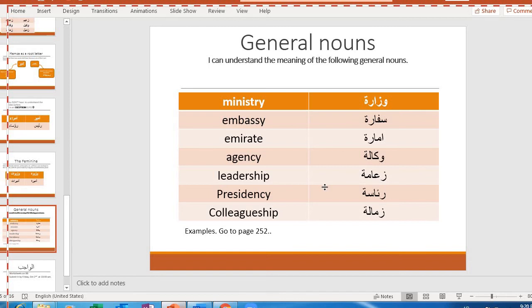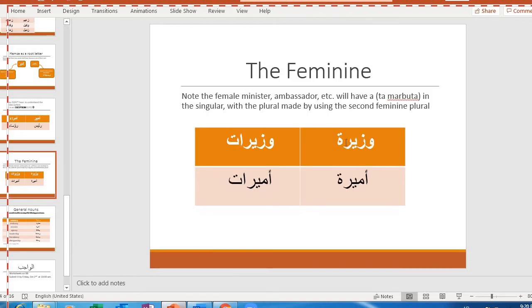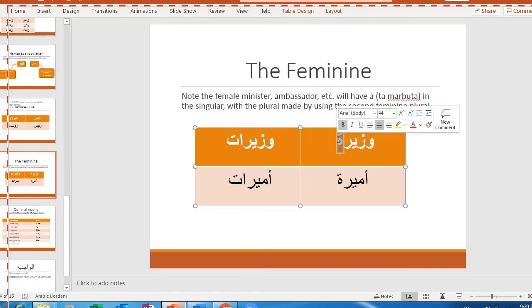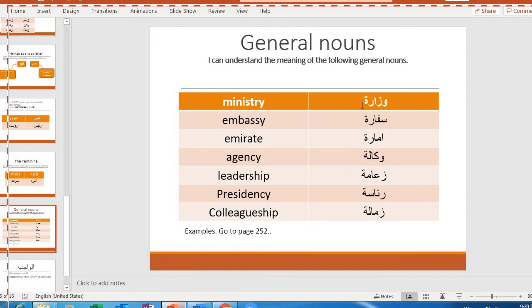There is no male. Okay, so in Arabic we say wizara, ministry. We just have wizara. We don't have wizar. We don't have any male. It's just ministry in Arabic considered as female, wizara. So if you want to change it to plural, you will go to the same rule: you will delete ta marbuta and add at the end. Tamam? So wizara, wizarat, ministry.